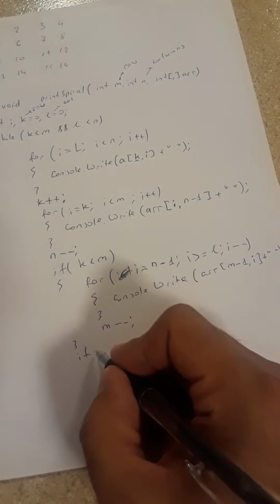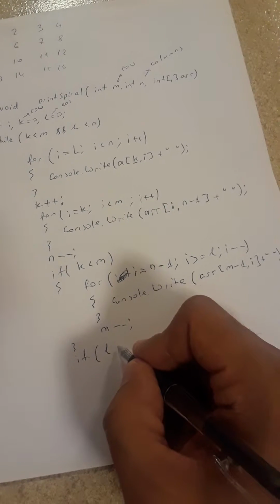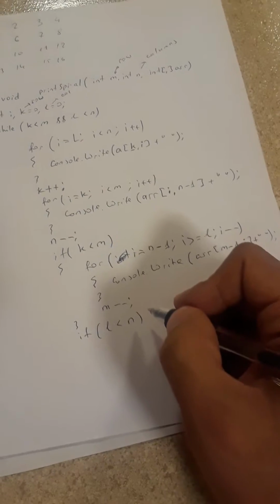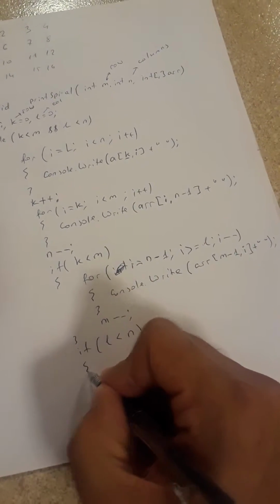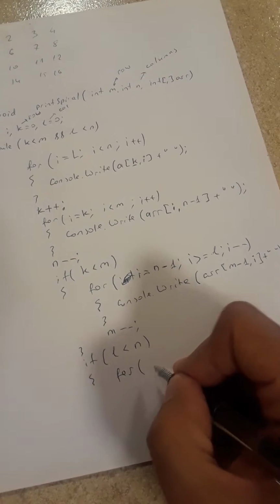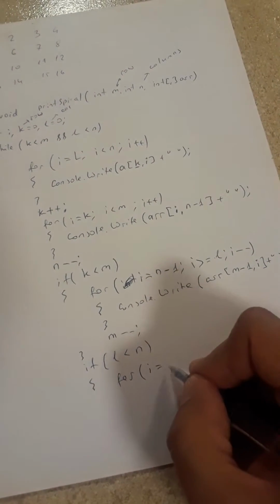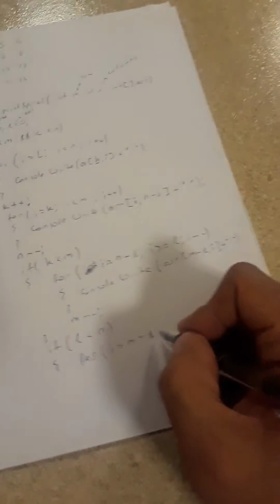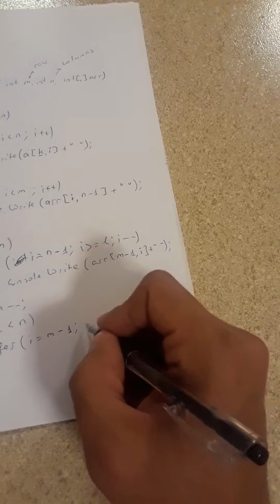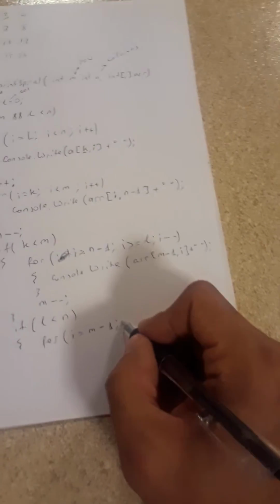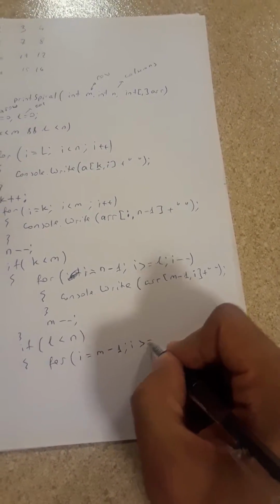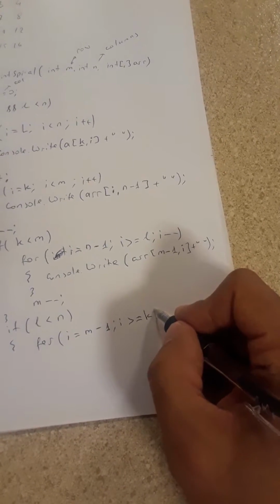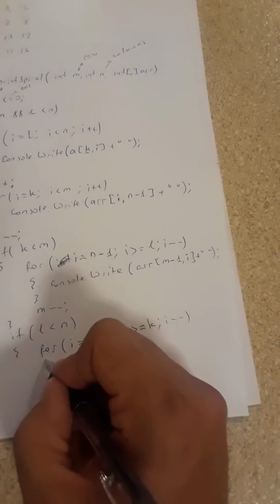After that, we're checking if the first index of the column is still less than the number of columns. Here we're also initializing another for loop. Our I will be equal to the row number minus 1, and it will run until it is equal to the starting index of the row, and it will decrement each time.